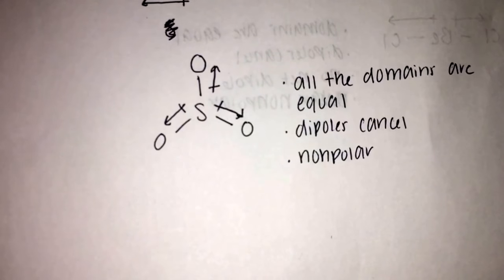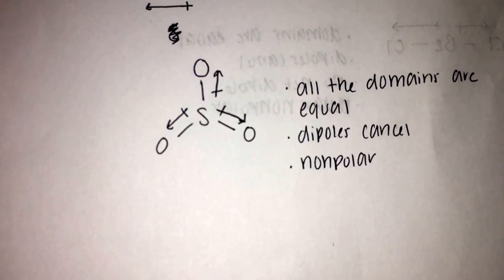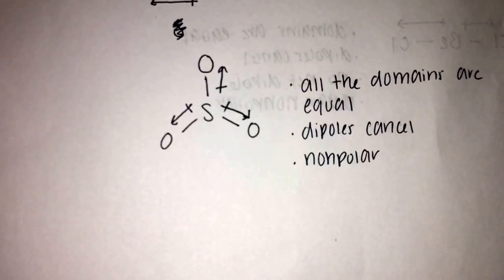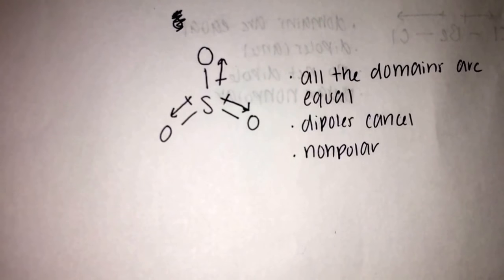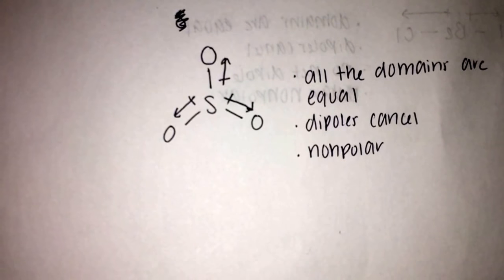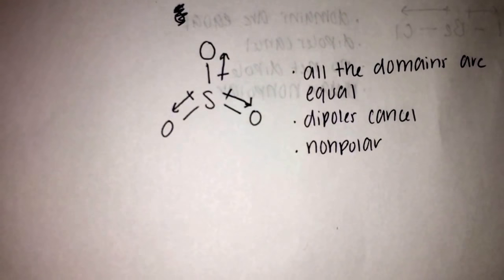Now we can draw our molecular geometry, which is trigonal planar, and we can put the dipoles going from S to O. We know that all the domains are equal in this geometry, and we know that the dipoles will cancel because the domains are equal, so therefore this molecule is nonpolar.